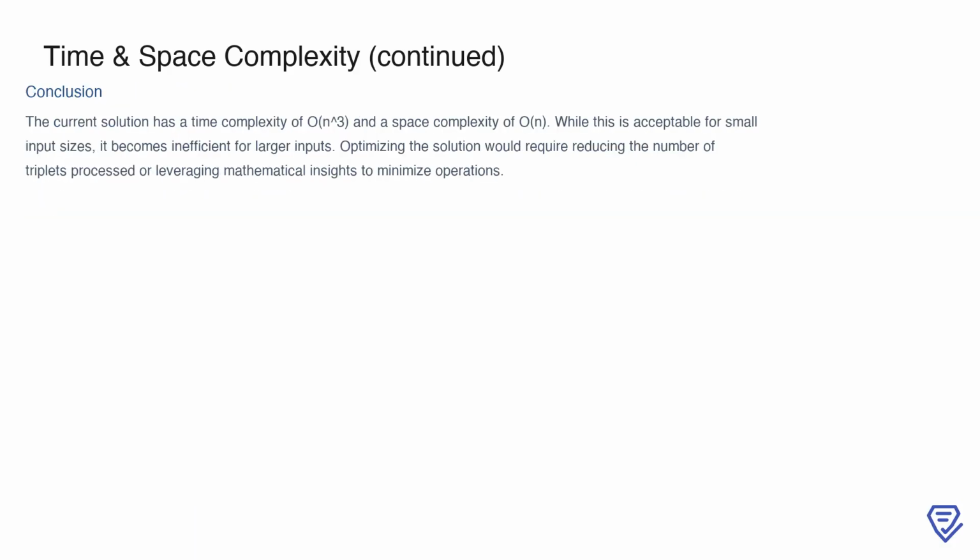To conclude, the current solution has a time complexity of O(n^3) and a space complexity of O(n). While this approach is manageable for smaller input sizes, it becomes computationally expensive as the size of the input grows. Any optimization would need to focus on reducing the number of triplets processed or applying mathematical insights to minimize operations. Such improvements could make the algorithm more practical for larger datasets, ensuring better scalability without sacrificing correctness.